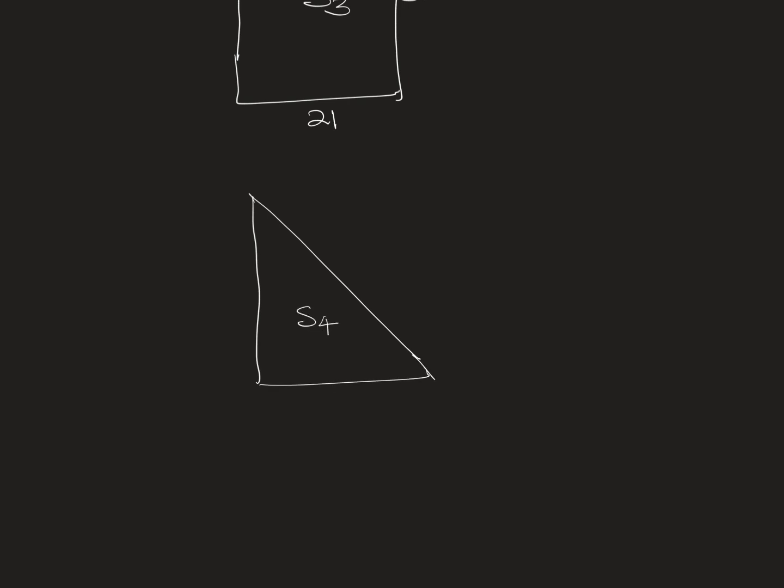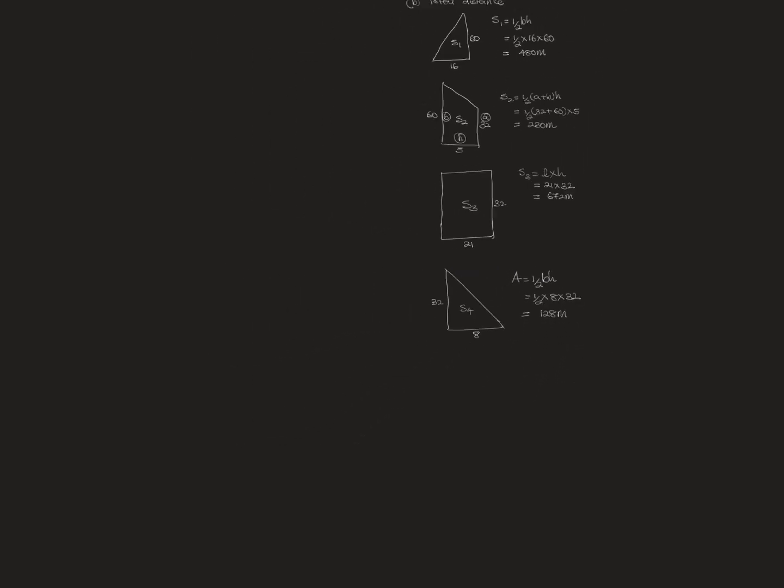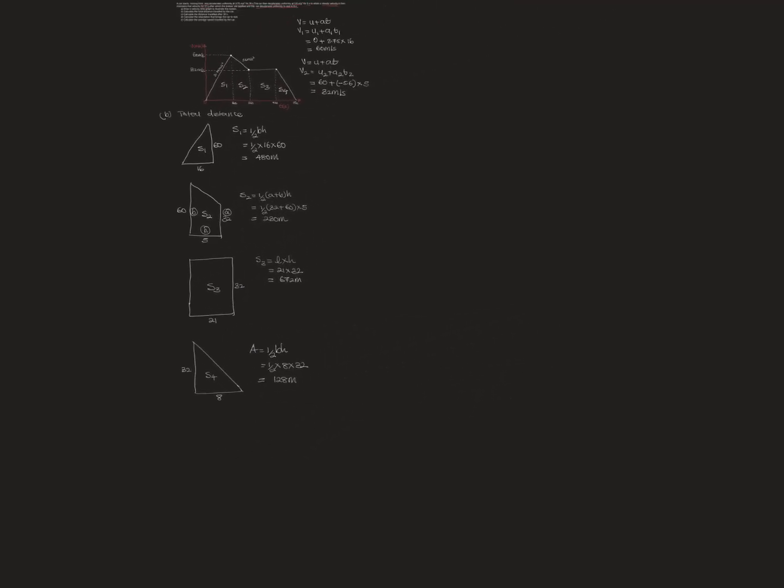Finally we have a triangle for S4. This side is 32 and this is 8. The area of a triangle is half the base times the height. So this will be half, the base is 8 and the height is 32. And what do we get from that? We have 128 meters.